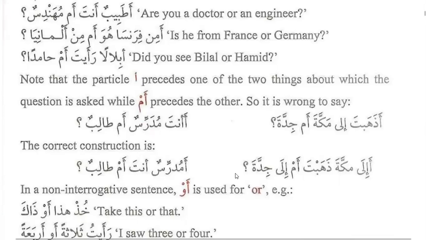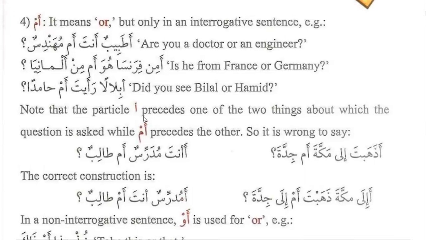Am means or, so basically whenever we are using this we are discussing two things. So one of those things must be attached with am and the other thing must be attached with the particle hamza. So here you see we are discussing two things, muhandis and tabib. So muhandis is attached with am and tabib is attached with a. If I say anta tabibun muhandisun, then this will be a wrong sentence. I must join tabib with hamza.